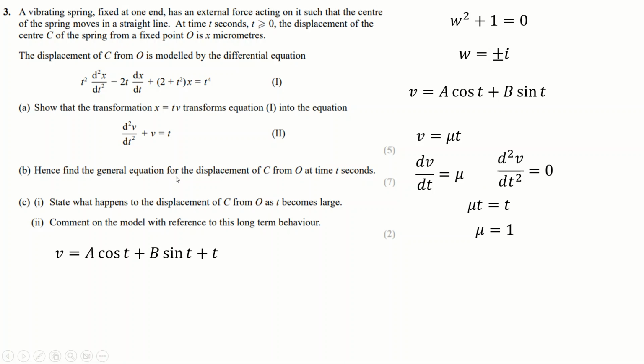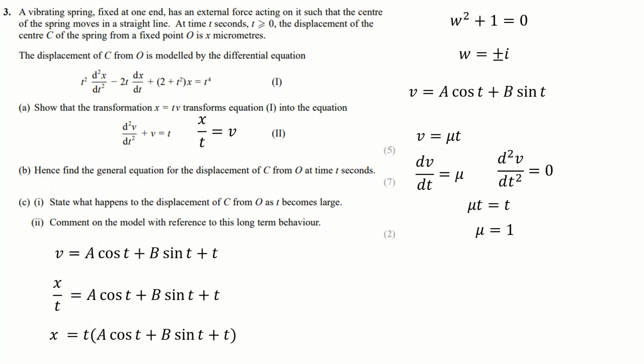I've solved for V here because, of course, the differential equation was in terms of V. But I want it in terms of displacement, which is what x is defined to be. So we just replace this. We say V equals x over t, and we put that in there. And then we can, of course, times everything by t, and we get our general equation for the displacement of c, which is x in terms of t, and that's good.